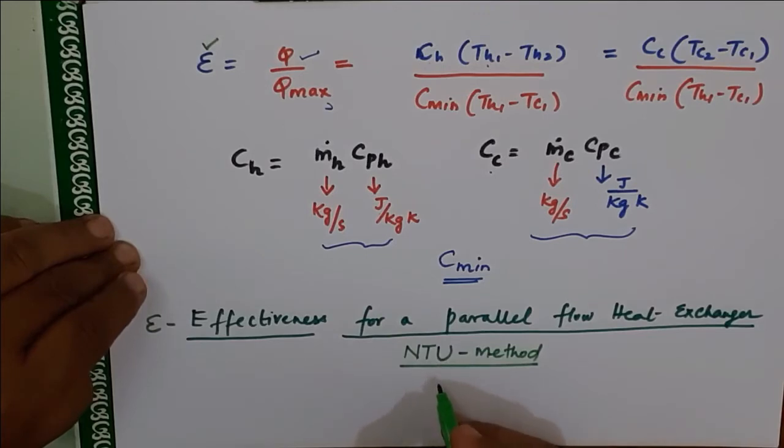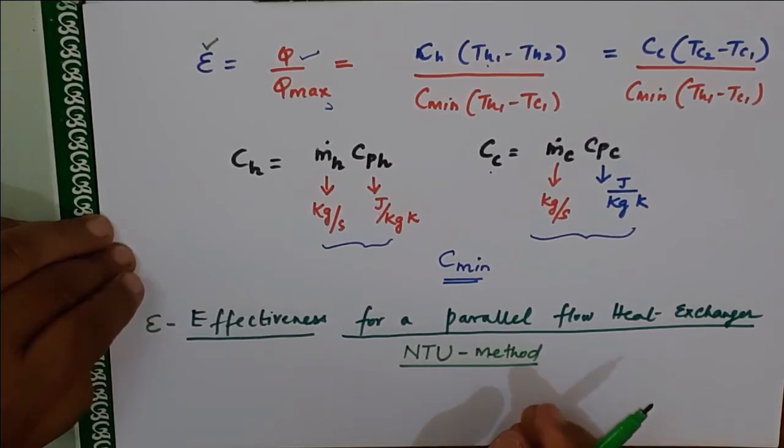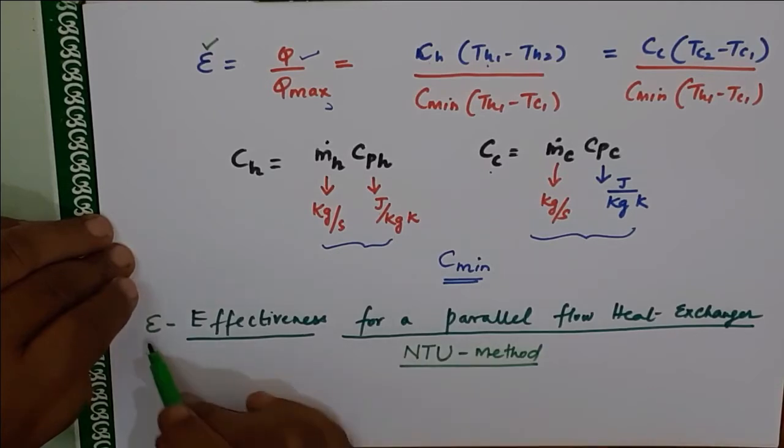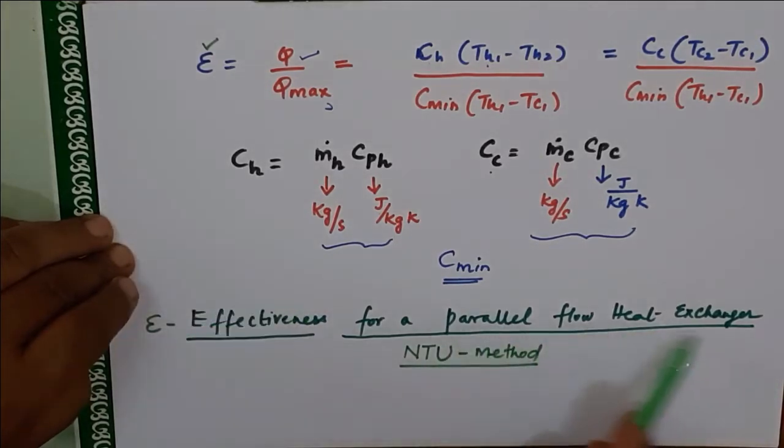So using this method, what can we do? You can compare between various types of heat exchangers for a particular application. With the NTU method, you have 2-3 options. Which heat exchanger can we select? Using the NTU method, you can select the best heat exchanger for a particular application. Now we will derive effectiveness for a parallel flow heat exchanger.